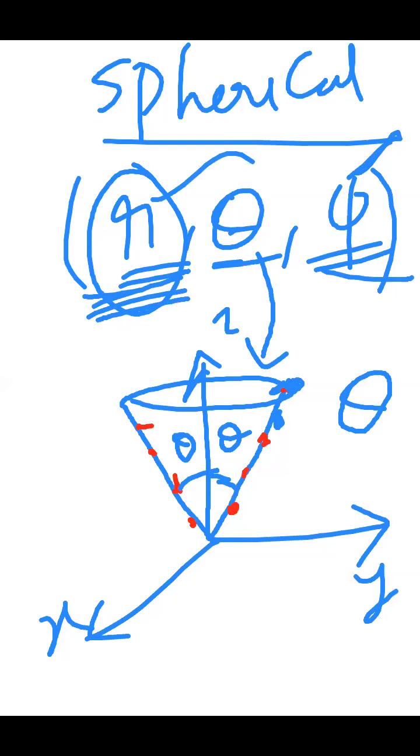Please remember, r is not constant. Why are you telling r is constant? What do you mean by r? I can take any point, no? If I take a point here, my r will be less. How are you telling r is constant here?